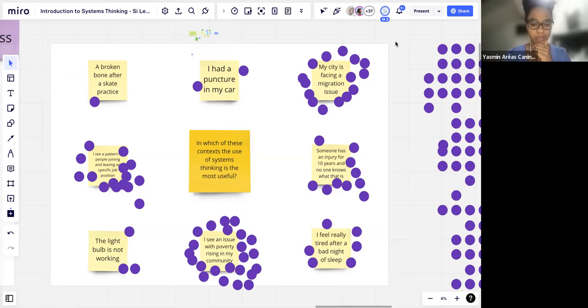We have another one here. Let's say I see an issue with poverty rising in my community. Another dot on this one. Would someone like to explain why systems thinking could be a good perspective here?